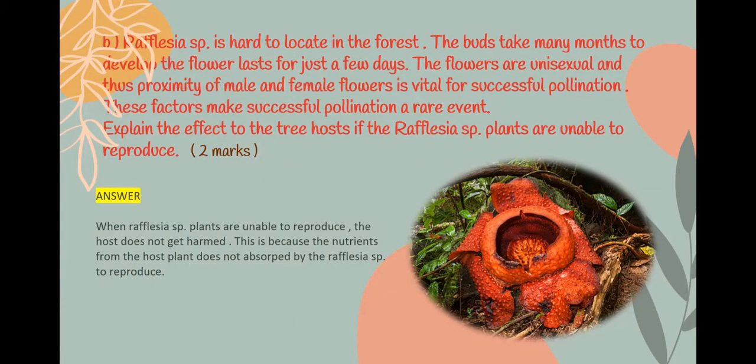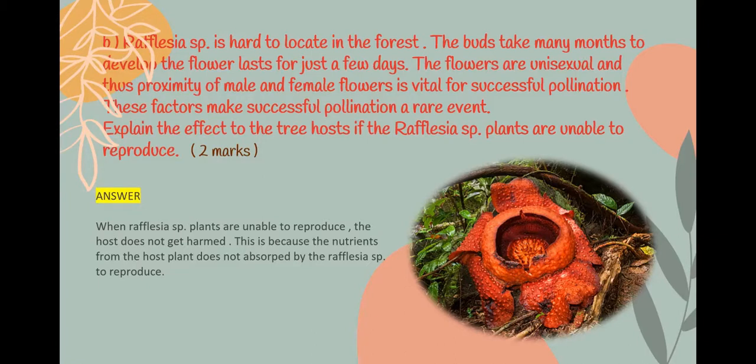For B, Rafflesia species is hard to locate in the forest. The buds take many months to develop. The flower lasts for just a few days. The flowers are unisexual, and thus proximity of male and female flowers is vital for successful pollination. These factors make successful pollination a rare event.